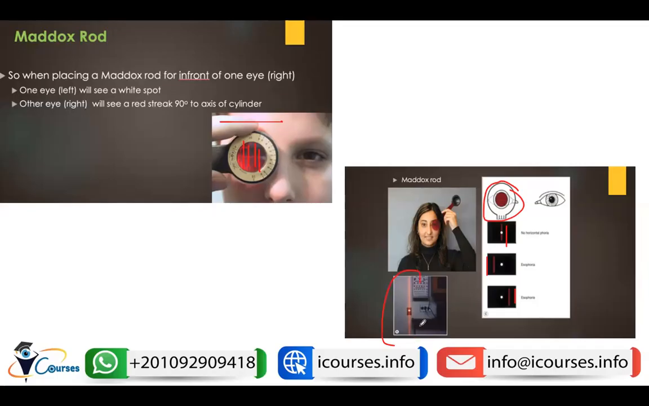Here you can see exactly what we see if we place the Maddox rod in front of one eye, because the Maddox rod is a dissociative eye test, making the right eye see a spot of light and the left eye see a streak of light. If both coincide, then this patient doesn't have any heterophoria and the eyes are orthophoric. They are aligned well. But if the streak of light is displaced from the spot of light, then this means that this patient has heterophoria.